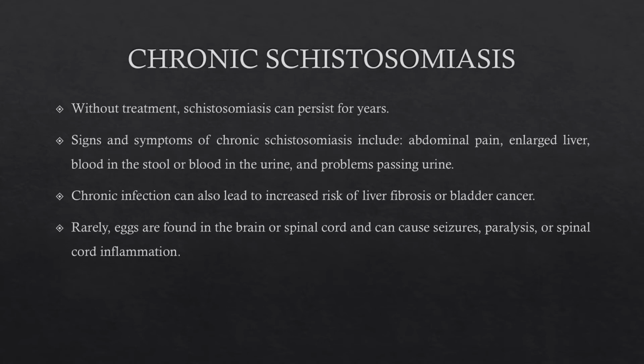Without treatment, schistosomiasis can persist for years. Signs and symptoms of chronic schistosomiasis include abdominal pain, enlarged liver, blood in the stool or blood in the urine, and problems passing urine. Chronic infection can also lead to increased risk of liver fibrosis or bladder cancer. Rarely, eggs are found in the brain or spinal cord and can cause seizures, paralysis, or spinal cord inflammation.